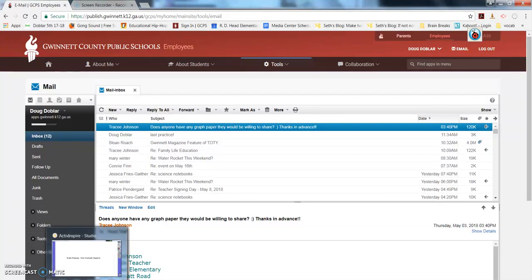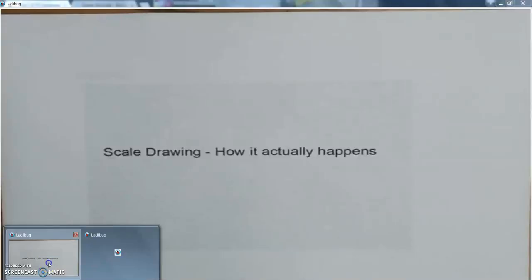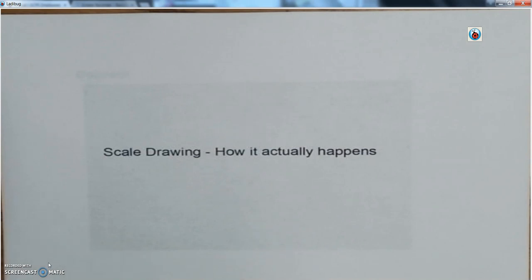Hey guys, I'm going to work again on scale drawings today. Today we're going to talk about how it actually happens. Yesterday we just made scaled up or scaled down versions of rectangles and triangles and parallelograms and stuff. Today we're going to talk about how scale drawings actually work and what they do. So make this your next title and your next free page, and then close it up and concentrate with me.